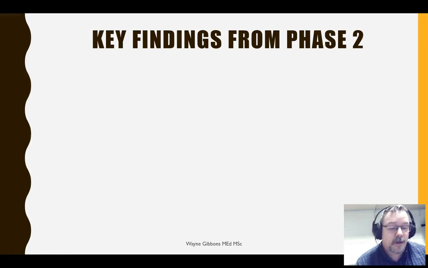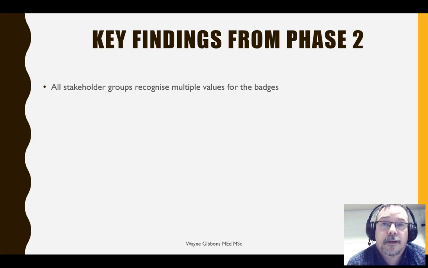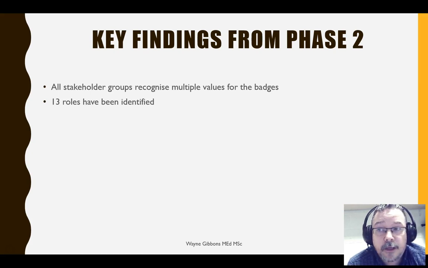So from phase 2, I want to just share a couple of key findings just to wrap up this presentation, introduction to badges. The first thing is that all stakeholder groups recognize multiple values and multiple roles for the badges. There's no single role that the badge can take on. There are multiple roles, and therefore you may need to consider using multiple different types of badges. In total, 13 roles have been identified by the stakeholders. These are not identified by me. These have been identified by the students, the lecturing staff, the institute manager and the employer. So 13 roles have been identified.